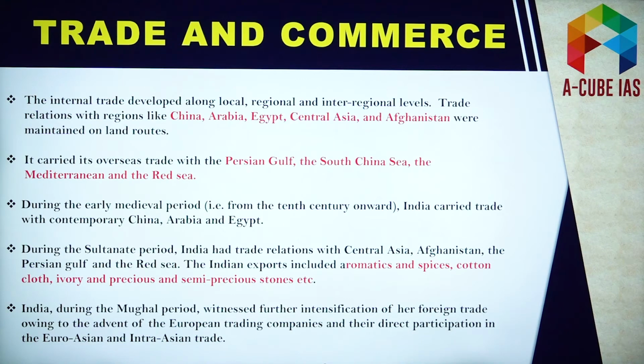During the Sultanate period, India had trade relations with Central Asia, Afghanistan, the Persian Gulf, and the Red Sea. India mainly exported food grains, textiles, slaves, indigo, and precious stones. It imported precious metals like gold and silver, horses, silk, and so on. During the Mughal period, India witnessed further intensification of foreign trade owing to the advent of European trading companies and their direct participation in Euro-Asian and intra-Asian trade. India had trade relations with Central Asia, Persia, and Europe, and its major exports included textiles, sugar, opium, and spices.